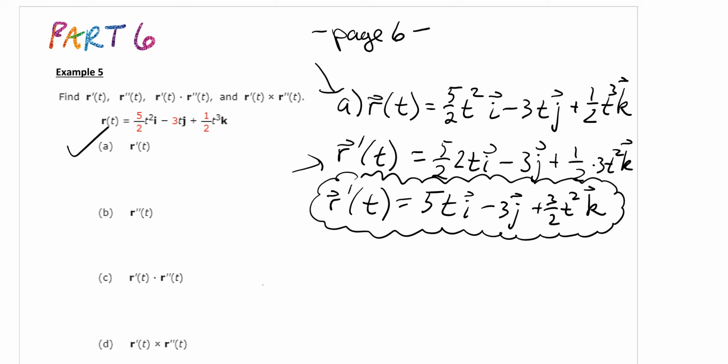Part B is the second derivative. So our r double prime of t would be 5i minus, now the derivative of 3 is 0, j, plus 3/2 times 2t times k.